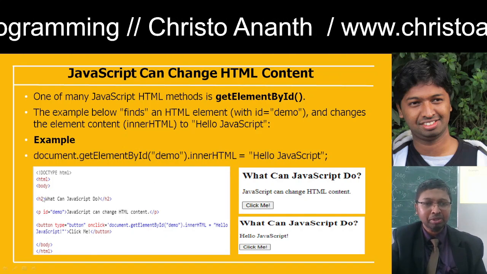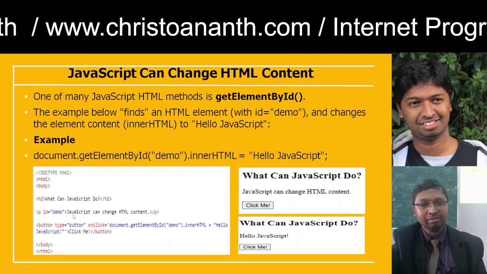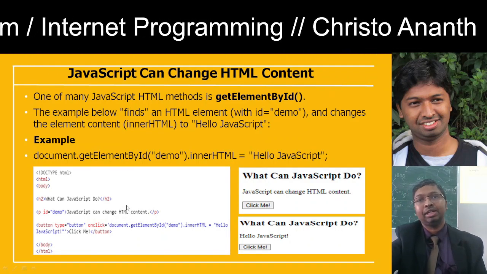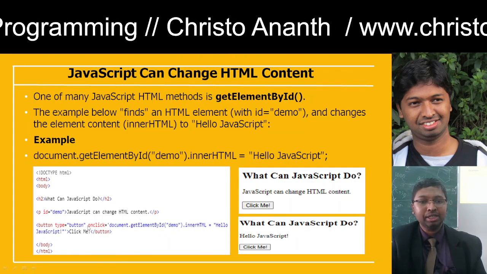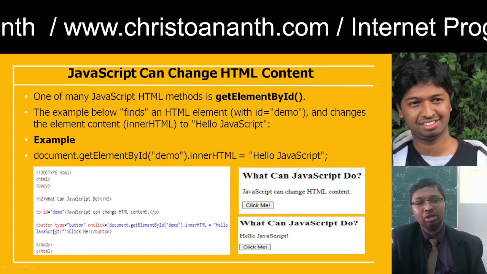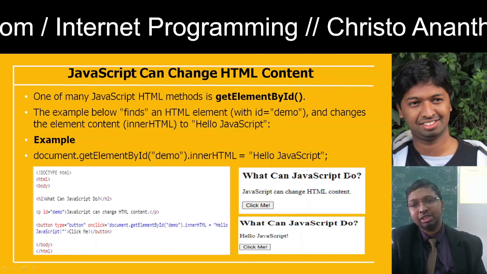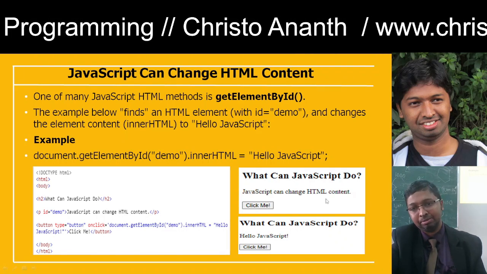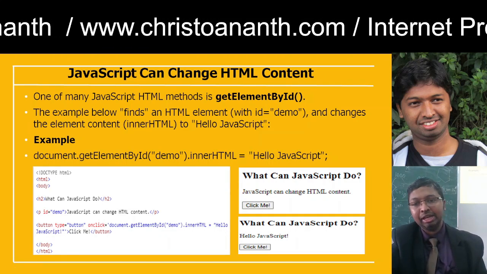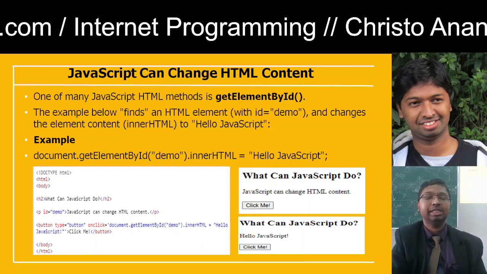Maybe you can see h2, What can JavaScript do. Then p id demo, JavaScript can change HTML content. This is the paragraph tag, the p tag. Then button type button, onclick, document.getElementById, .innerHTML, Hello JavaScript. So you will have the Click me button. If you click it, it will show Hello JavaScript. That is how you can change the HTML content.